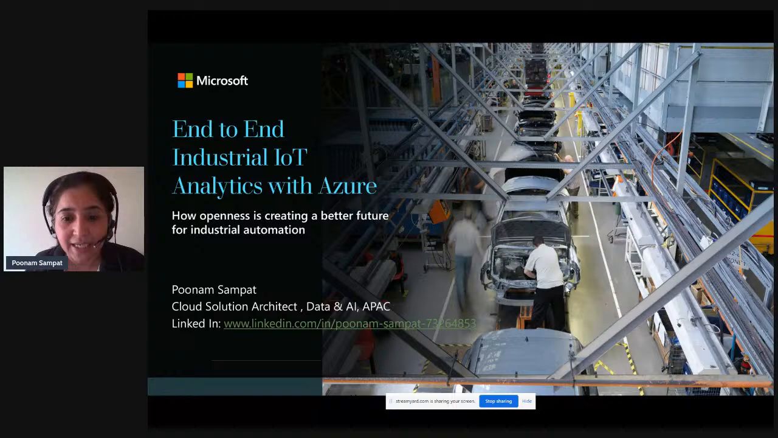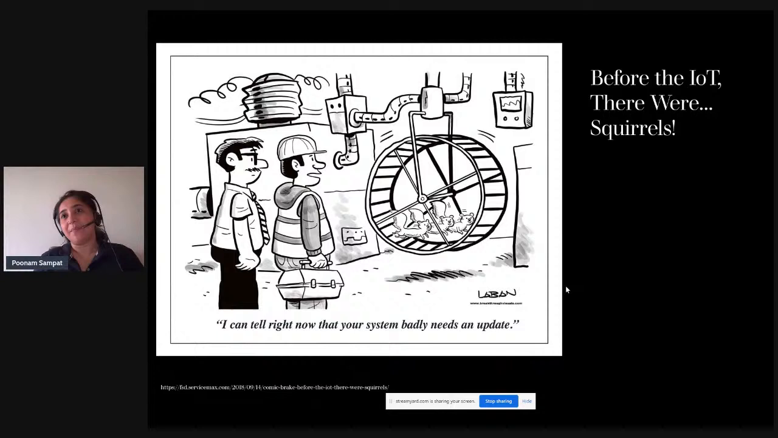So I was just thinking about, how do I compare IoT and the pre-IoT world? And this is something that came very close to it. You can see that it talks about how before the IoT, there were squirrels, right? What this is really trying to depict is, at a factory level or a floor, when there were issues, a technician would be called and he would see these squirrels out there and he's like, okay, I think the system needs an update, right? So this is how today's IoT also works.